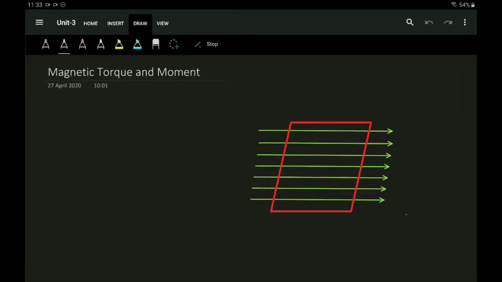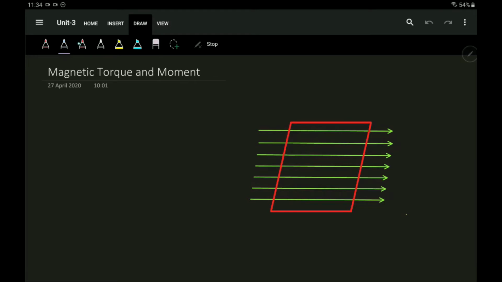Hello, Namaskara. In this section, we'll be discussing magnetic torque and moment. If you remember our previous discussion, we discussed the force acting upon a current loop placed in a steady magnetic field. When there is a force, that particular current loop will experience a torque. So here we'll be discussing the torque experienced by that current loop.